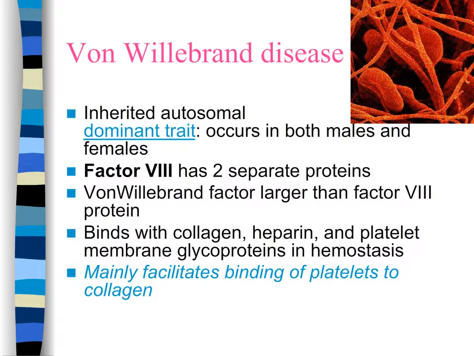Von Willebrand's disease is the most commonly transmitted genetic bleeding disorder. As an autosomal dominant trait, it affects 1 in 1,000 persons, both men and women. Von Willebrand's disease affects factor VIII. There are two separate factor VIII proteins, factor VIII VR for von Willebrand's disease and factor VIII. Von Willebrand's is produced in the cells that line the blood vessel walls and acts as a carrier for plasma factor VIII. It binds with collagen, heparin, and platelet membrane glycoproteins in hemostasis, and mainly facilitates binding of platelets to collagen. Remember that factor VIII is needed to activate factor X in the intrinsic pathway.